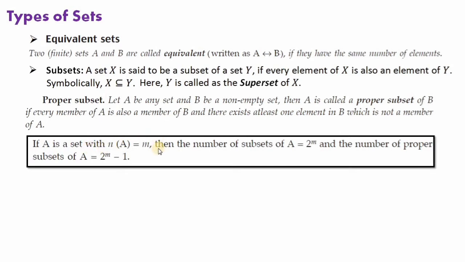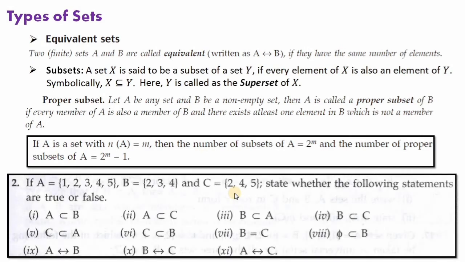Before we take some example, you need to remember this formula as well. Suppose there's a set A which contains m elements. This means the number of elements in A is m. Now from that particular set A, we can choose a few elements and form subsets. So the total number of subsets that can be formed for A will be 2 to the power m, where m stands for the number of elements in that particular set. And the number of proper subsets of A will be given by 2 to the power m minus 1. So this is a very important formula that you need to remember.